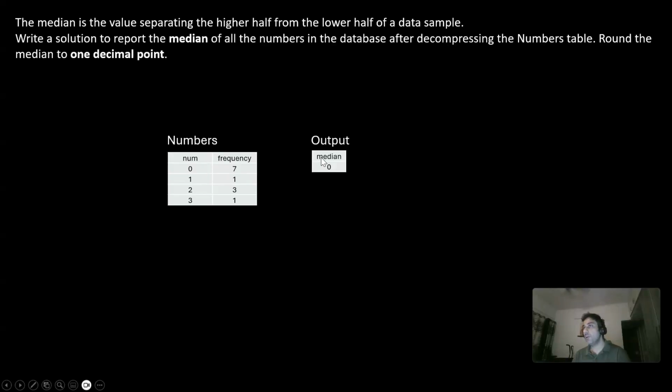Similarly, if there were not 12 rows but just 11 rows, that would be the case of an odd number of rows. In an odd number of rows, we have just one median position, which is the total number of rows divided by 2, and then the ceiling of that. For example, if 11 is the total number of rows, then 11 divided by 2 is 5.5, and the ceiling is 6. So the sixth position would be the median. That's how we calculate the median after decompressing this table.